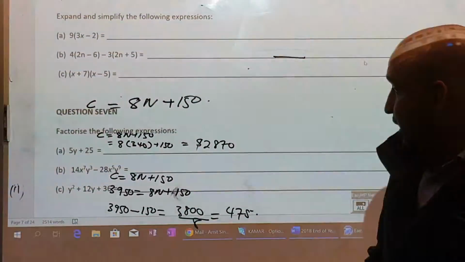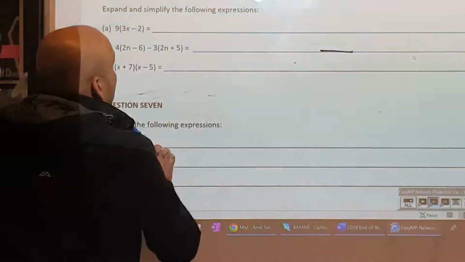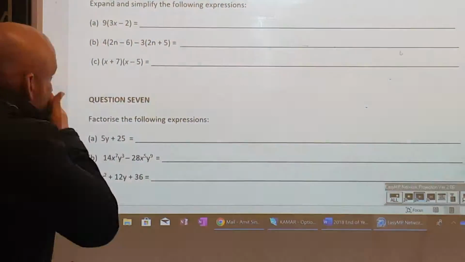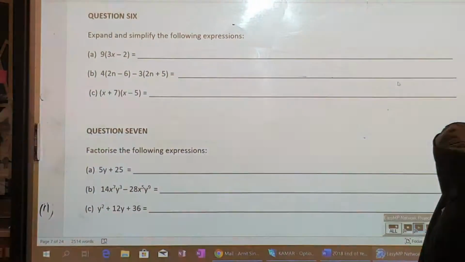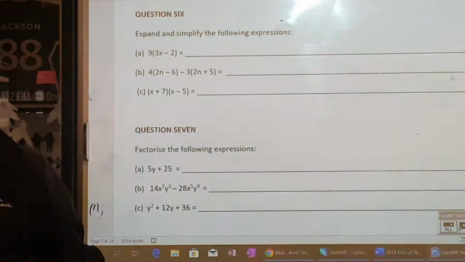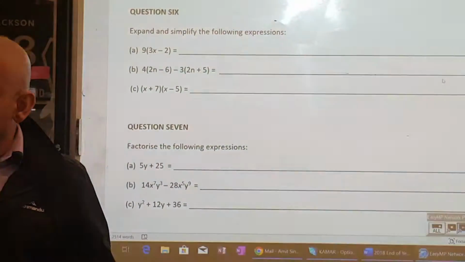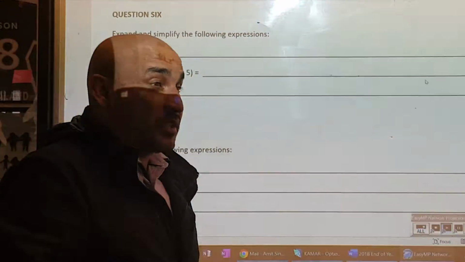Okay. Last bit here. Expand this one. This should be the easy ones. You should do these questions quite early. You should choose to do the easier questions first, please.